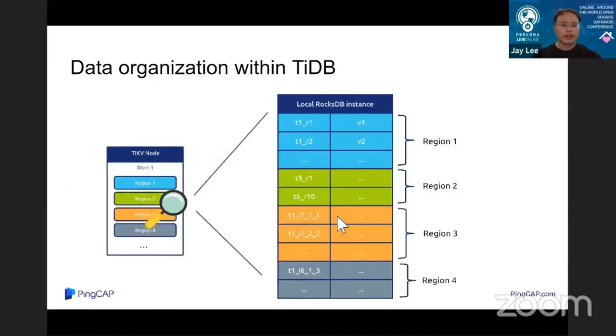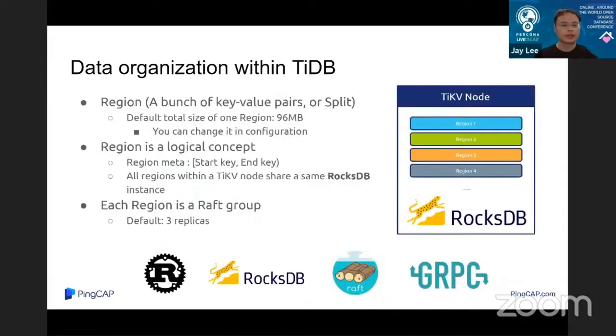The key-value pairs are stored in the local RocksDB instance of TiKV. TiKV will divide the whole key space into several continuous logical ranges. We call those ranges regions. A region is a bunch of key-value pairs, or a split. Don't confuse it with other geo concepts. It's more similar to the region from HBase.